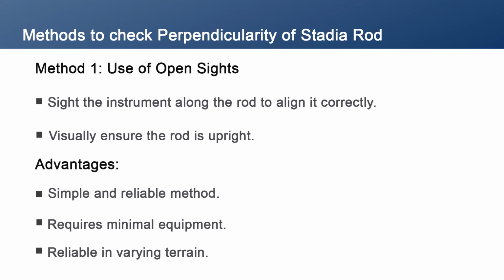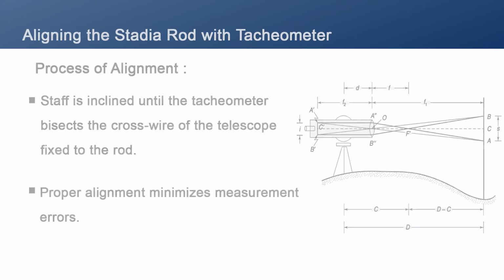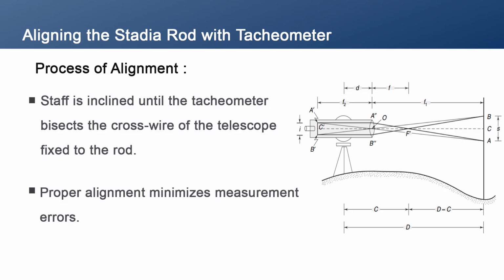This simple yet effective method is favored in the field due to its ease of use, reliability and the minimal equipment required. Another method for ensuring the perpendicularity of the stadia rod is by using a small telescope fixed at right angles to the side of the rod. The staff is inclined until the telescope of the tacheometer bisects the cross wires of the telescope fixed to the rod.